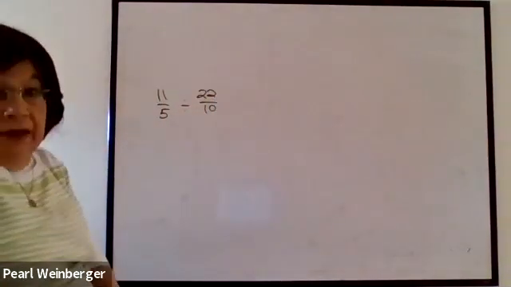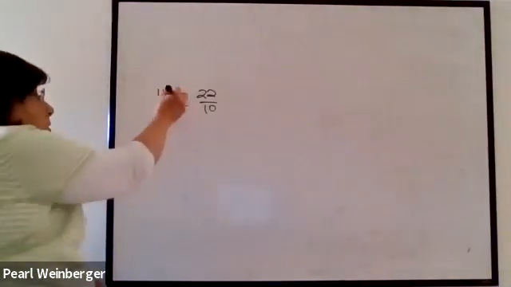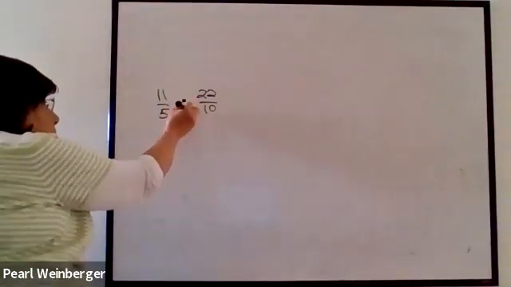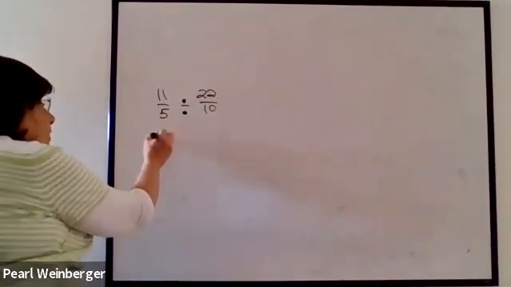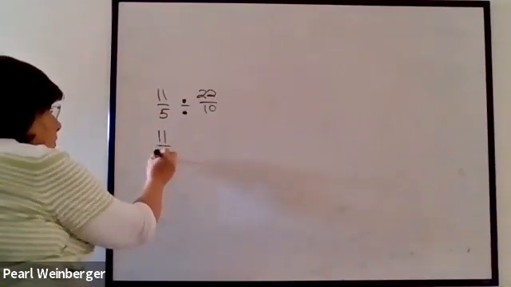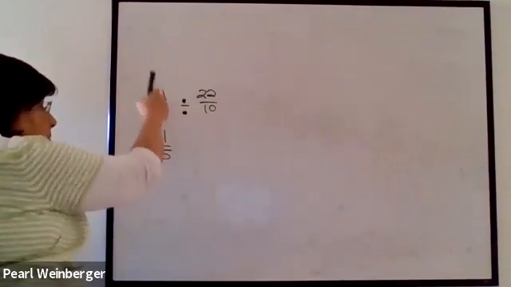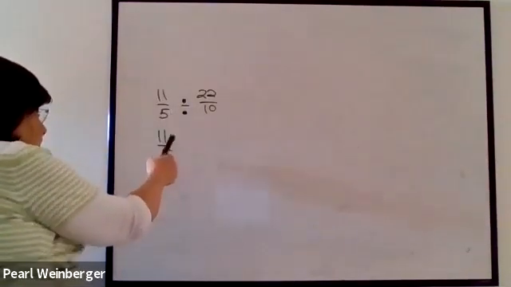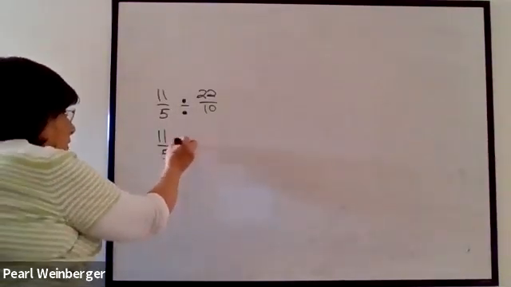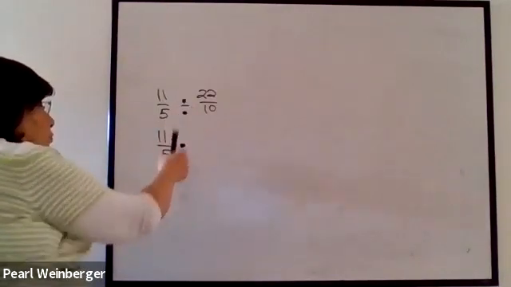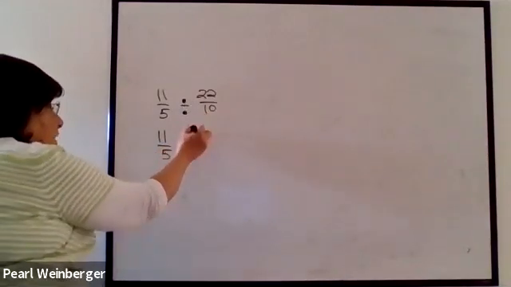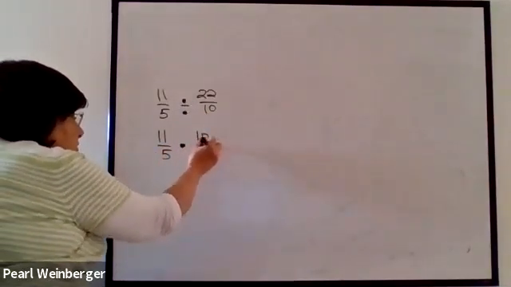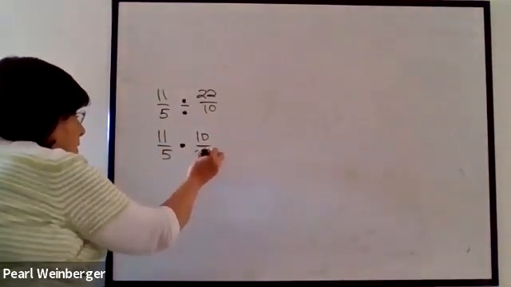Suppose you want to divide these two fractions. The first step is to rewrite the problem by leaving the first fraction alone, leaving it 11/5, changing the division to a multiplication, and taking the reciprocal of your second fraction, changing it to 10/22.